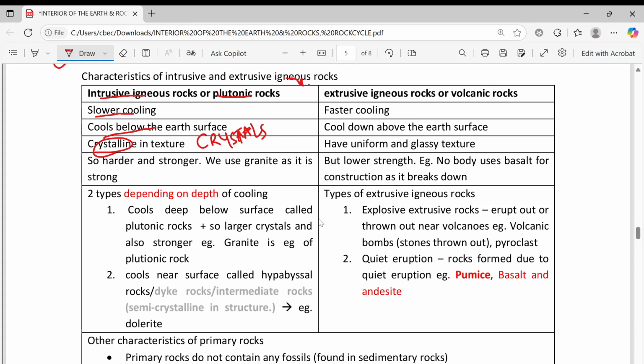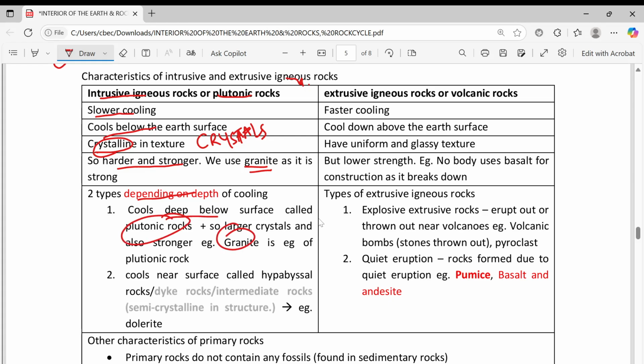They form crystals. So that's why they are harder and stronger, because they take more time to cool. For example, granite is very strong. We use it for construction. And depending on the depth, deep below the surface, we have plutonic rock.